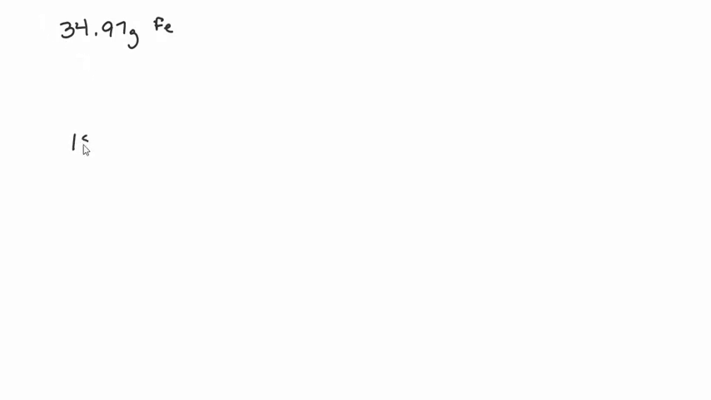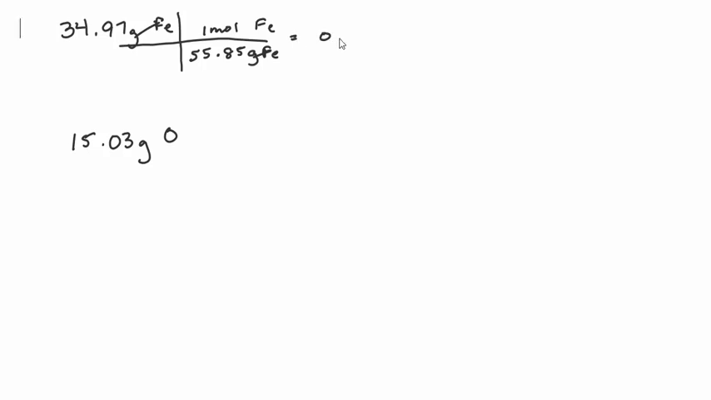In order to find that, we need to convert these grams into moles. So we need to use the atomic mass on the periodic table. So for iron, that's 55.85. And remember, our grams of iron need to cancel with grams of iron. We're left with moles of iron. And I get, I'm going to use 4 significant figures, 0.6261, and that's moles of iron. Now I'm using 4 significant figures because my measured quantity here had 4 significant figures.